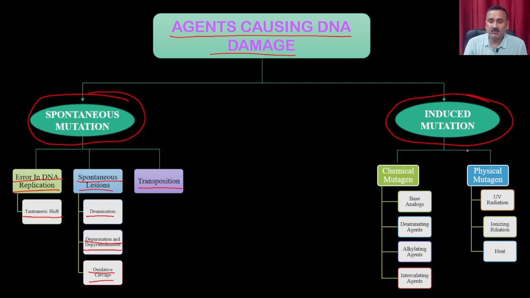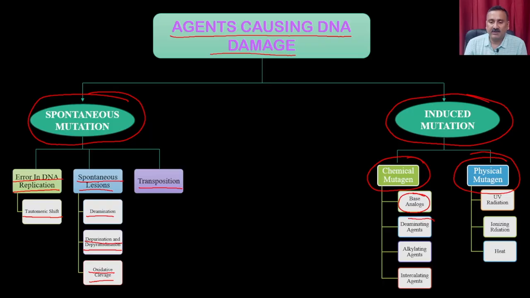Whereas in the case of induced mutations, you are going to have two different categories that can cause them. One is called the chemical mutagens, the other is called the physical mutagens. Within the chemical mutagens, you are going to have different types of agents. You are going to have chemical agents which function as base analogs, and that is how they are going to damage the DNA.